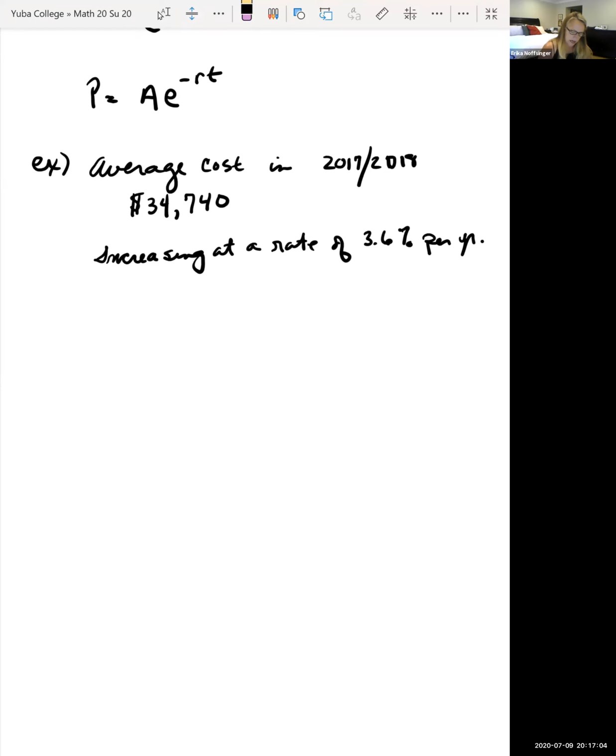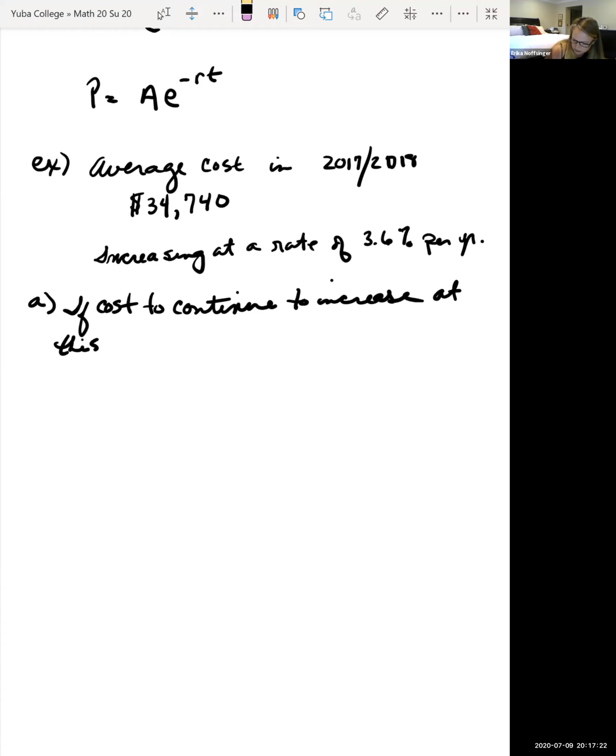So we want to know, part A, if the cost continues to increase at this rate, what is the cost going to be in the 2037-2038 year? So what will tuition be in 2037, 38?